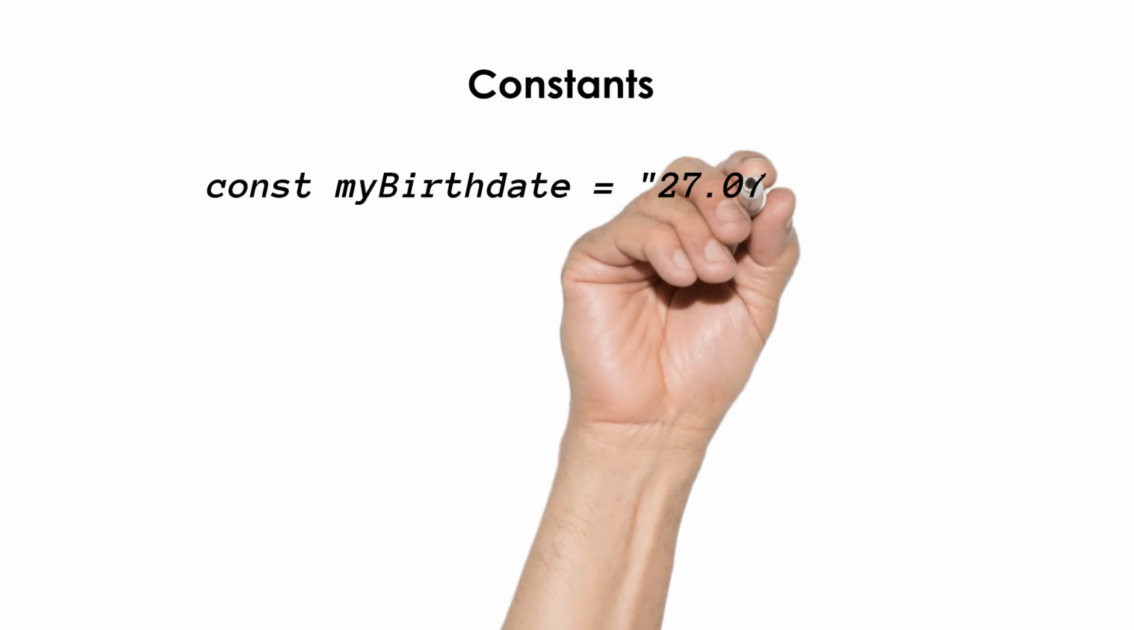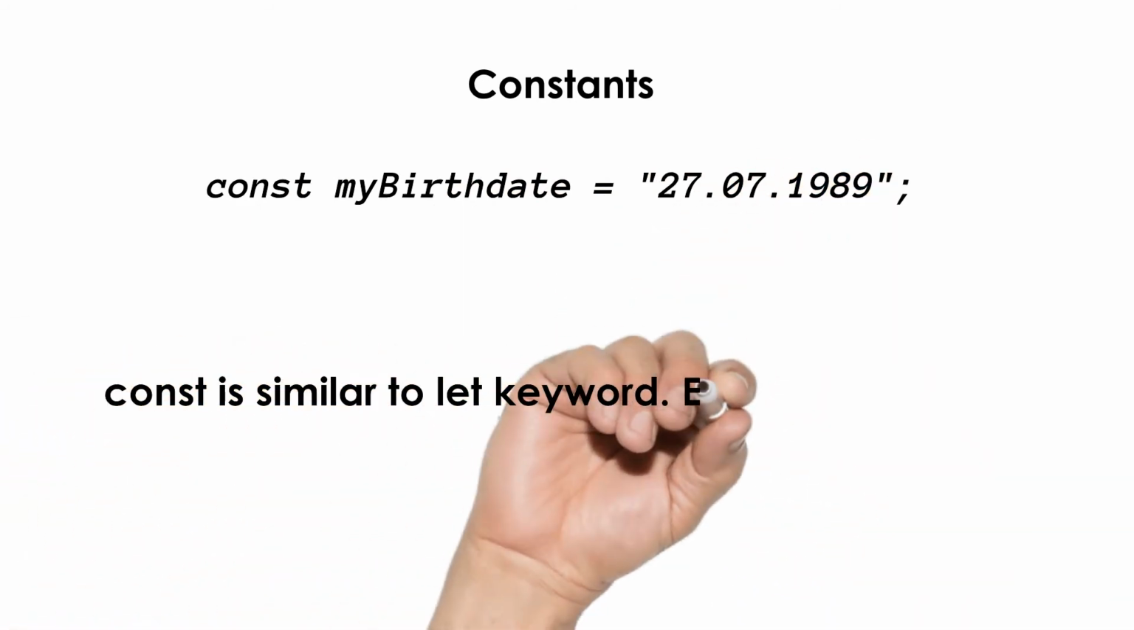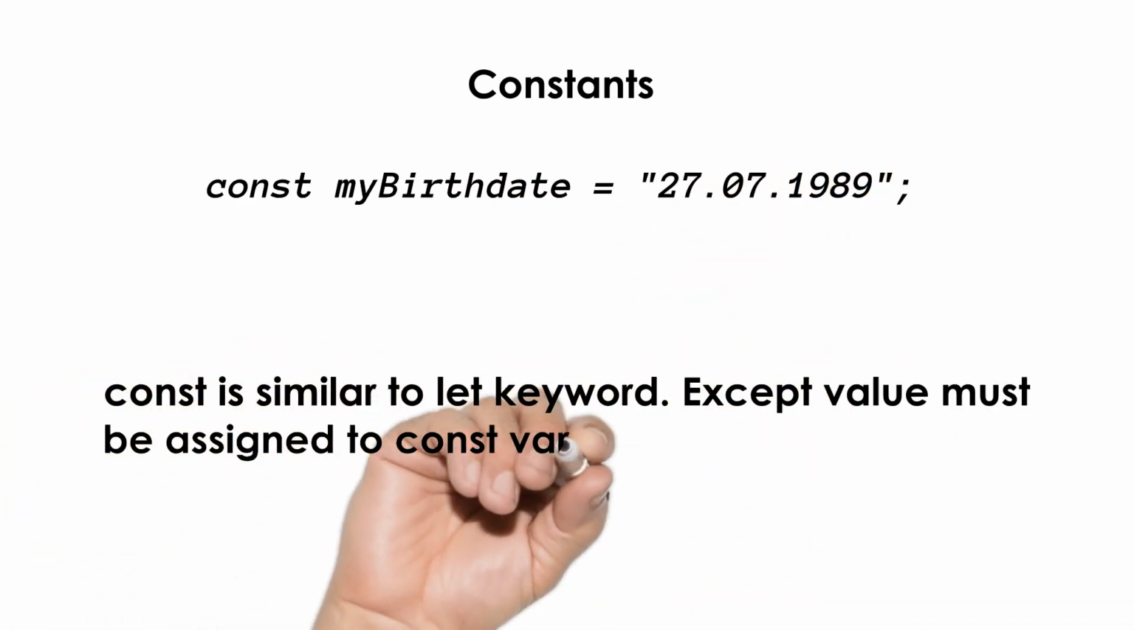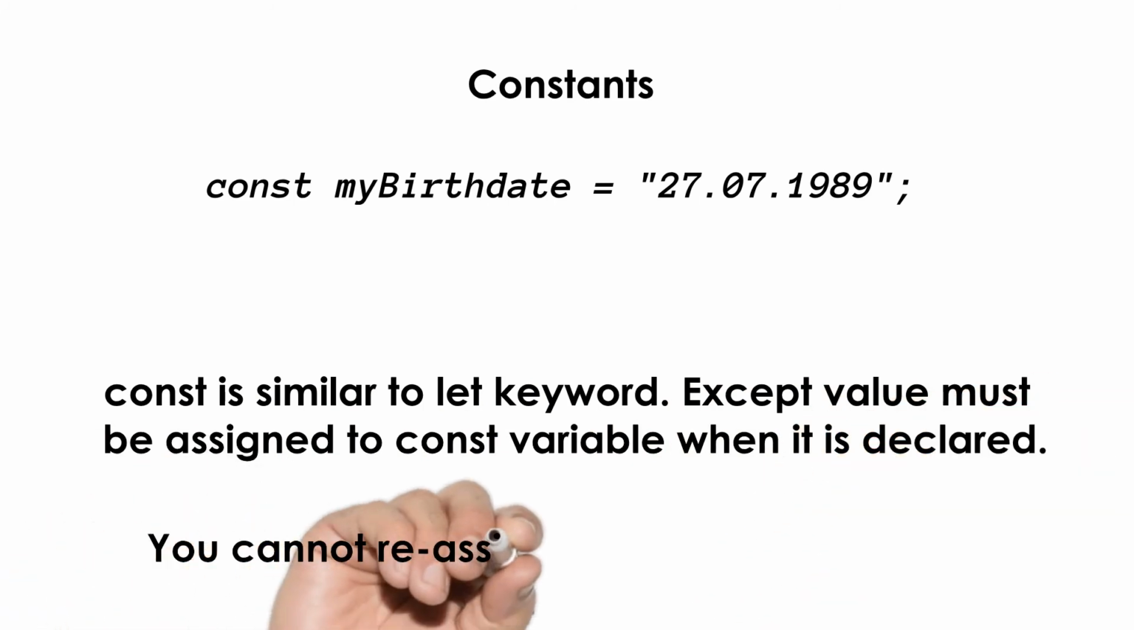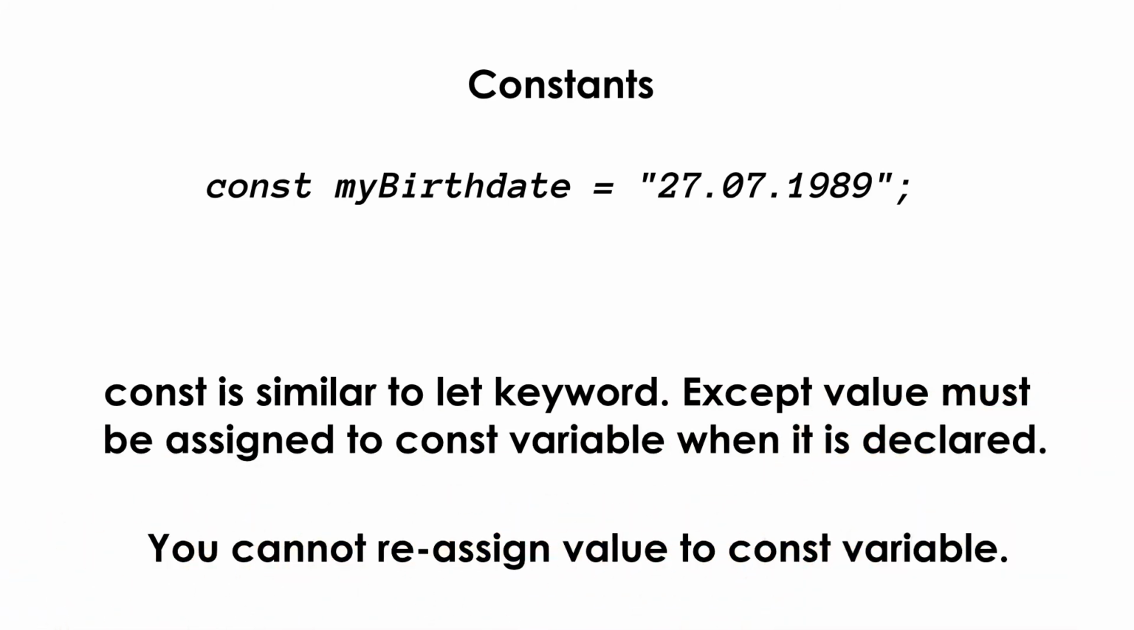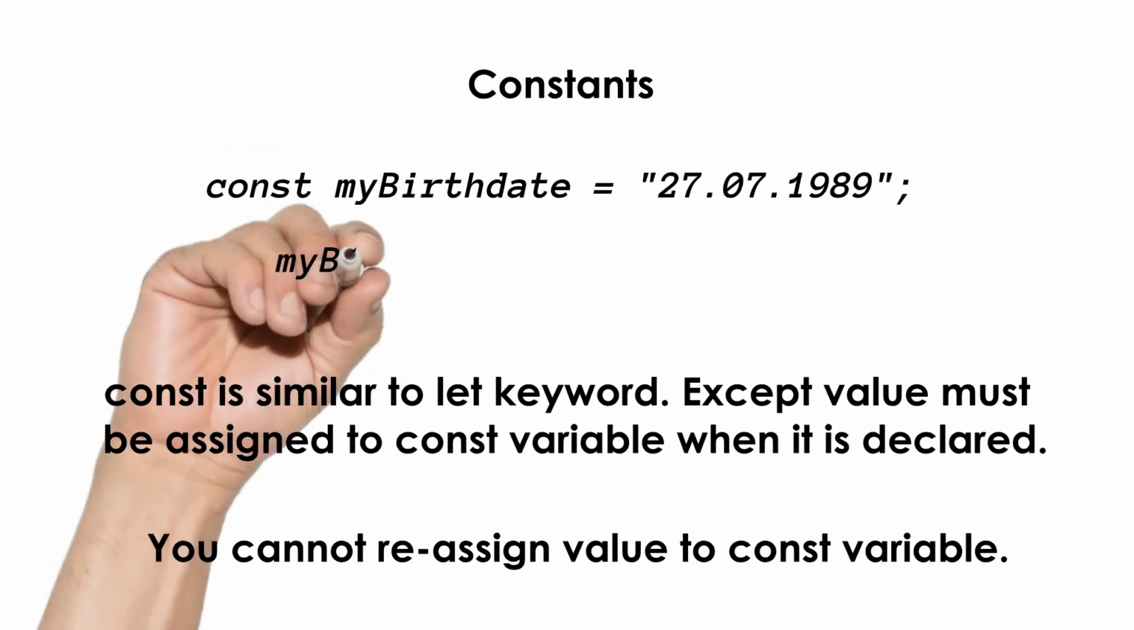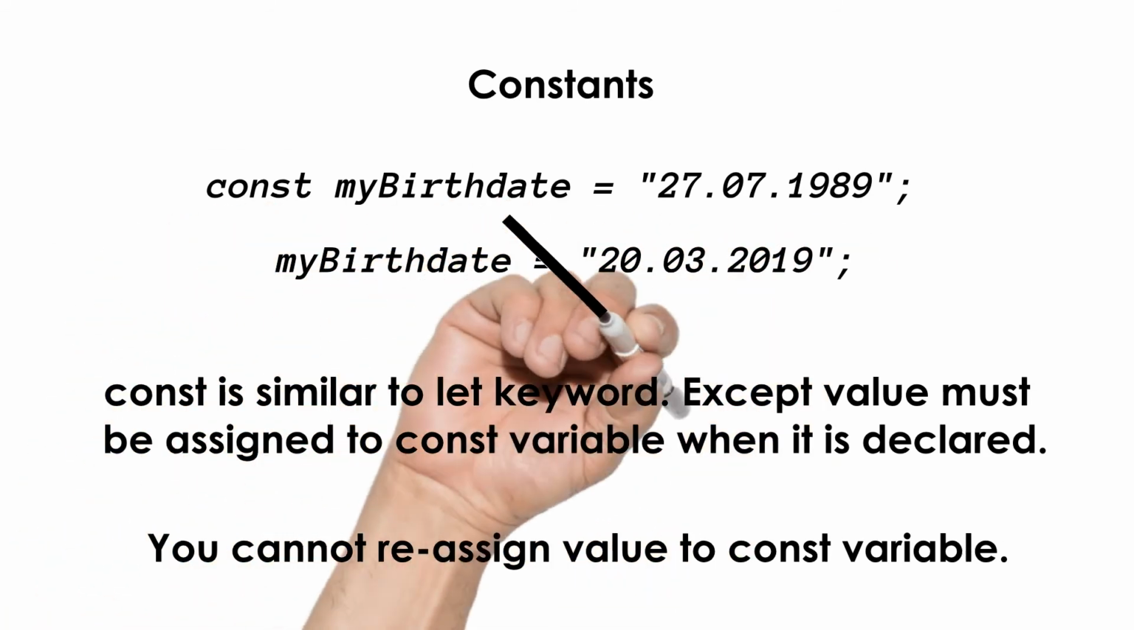The const keyword allows you to create a constant variable. Constant variables are those whose value is assigned when they are created and will not be modified after that. If you try to modify that variable's value, it will give you an error.